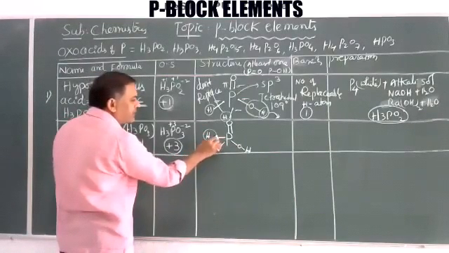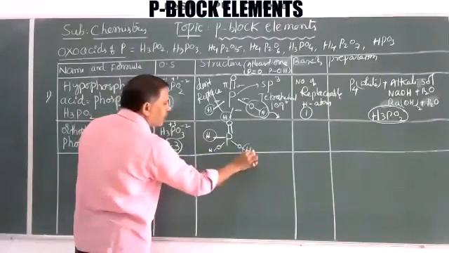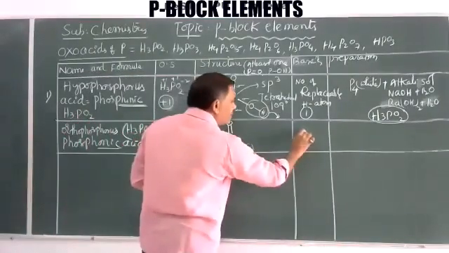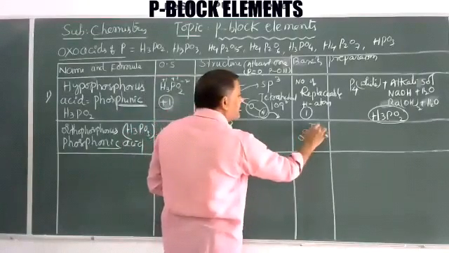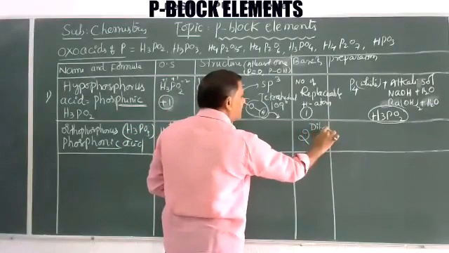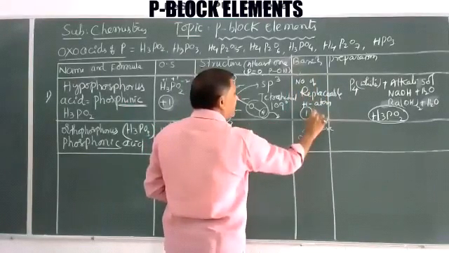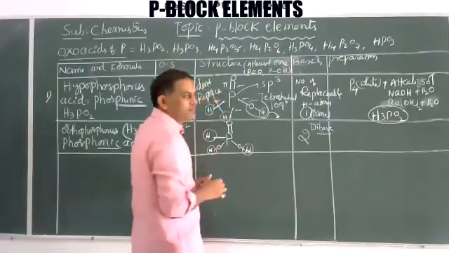The directly bonded hydrogen atom cannot replace. The replaceable hydrogen atoms are only 2 here. That's why its basicity is equal to 2. It is a dibasic acid. The first one is monobasic, and this is dibasic.